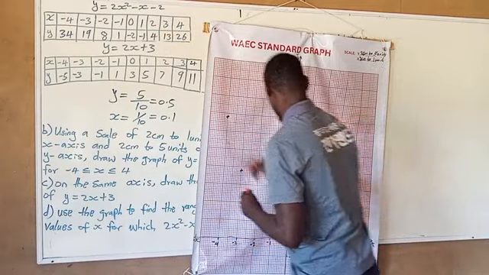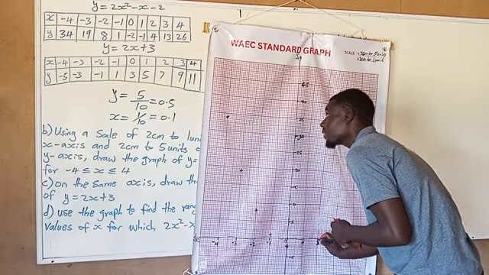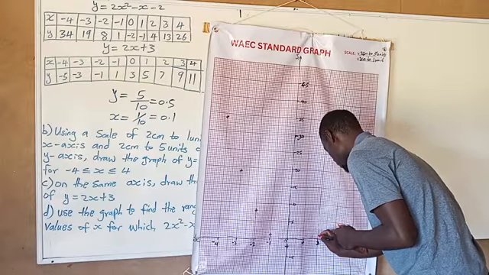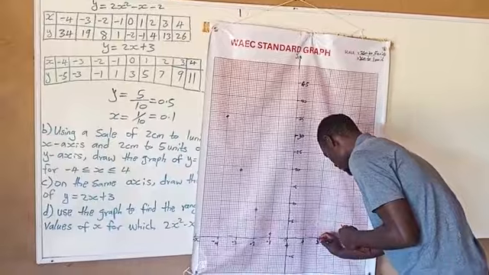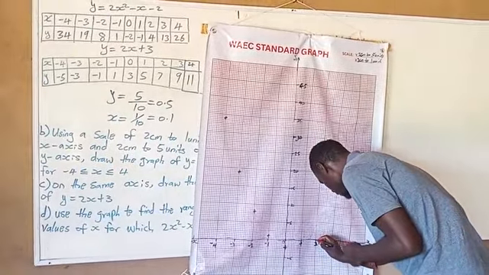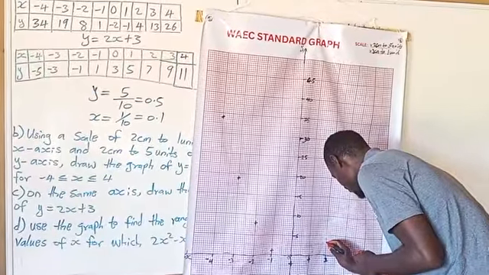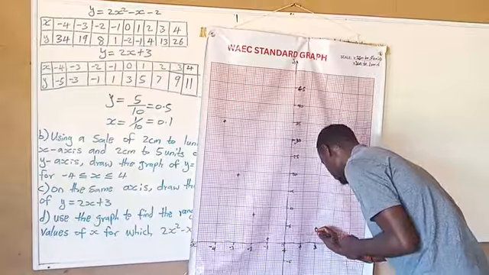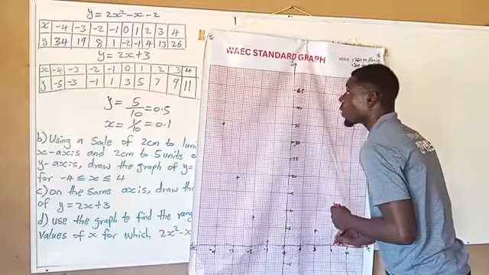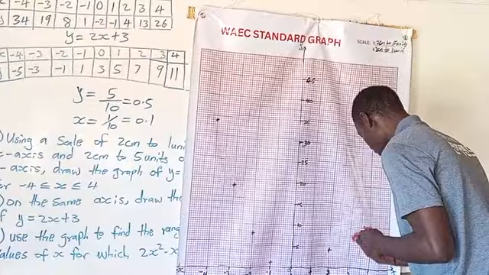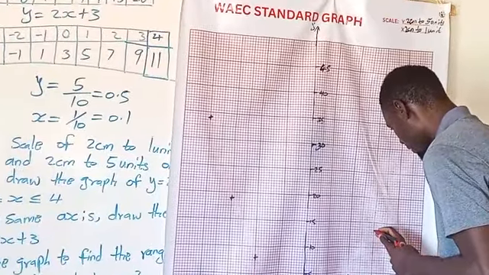When x is 2, y is 4. You count 1, 2, 3. Let's count again. 1, 2, 3, 4. When x is 3, y is what? Y is 13. So you locate. This is 10, 11, 12, 13.